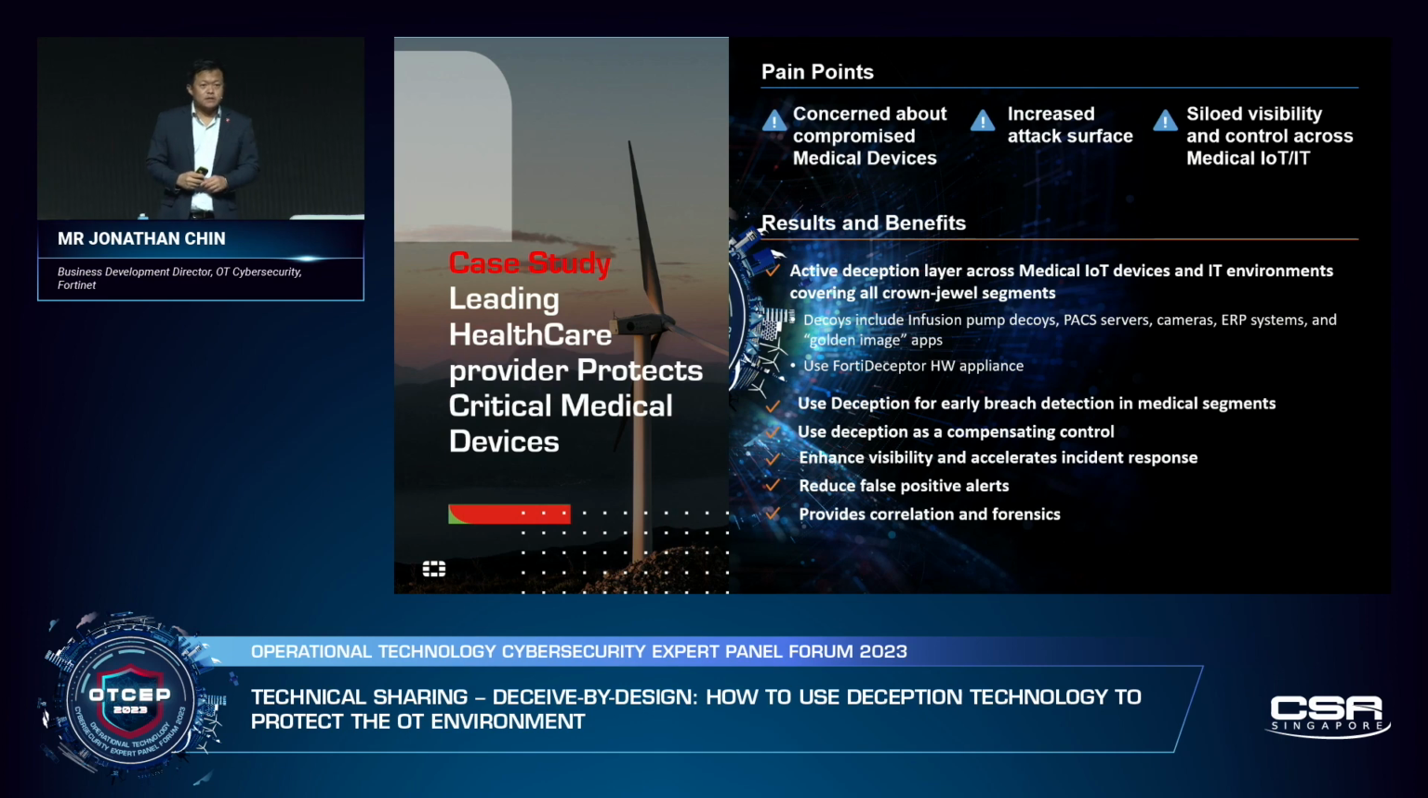A similar story, but in this case it's about IoMT, medical devices. Same image, but here they used the deception layer to produce things like infusion pumps, picture archiving servers, cameras, and golden images. They use hardware appliances to do all this. And the same principle applies: visibility, compensating control when patching is not available, reducing false positive alerts, and giving you a much-needed angle in handling correlation and forensics.